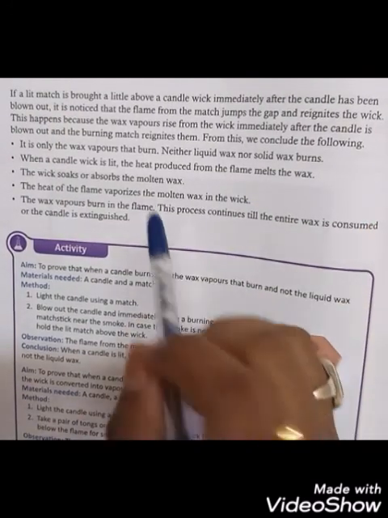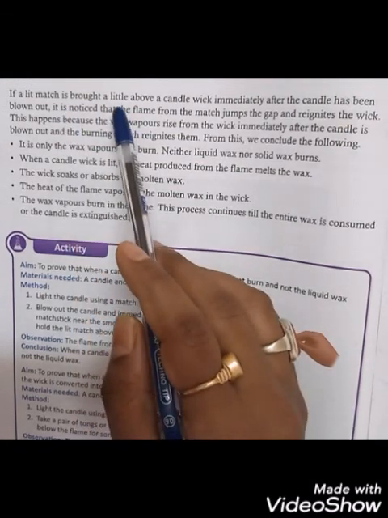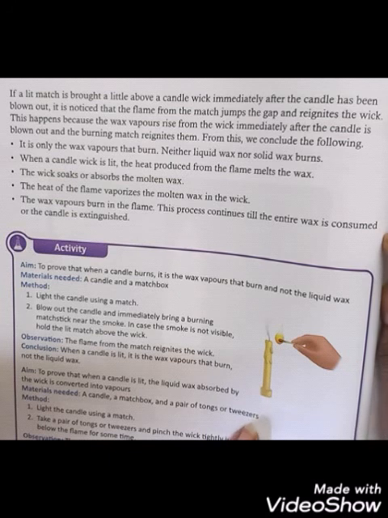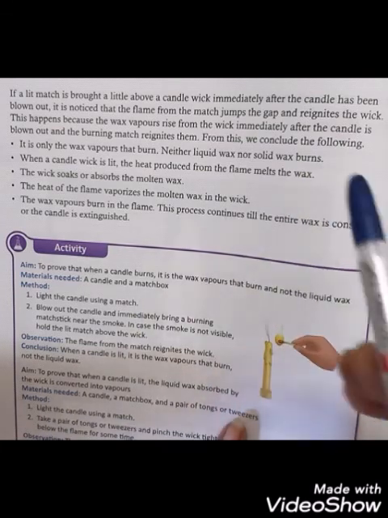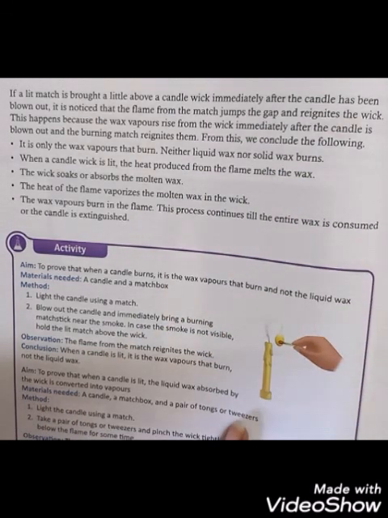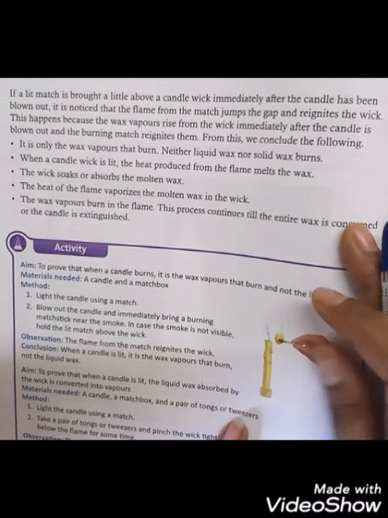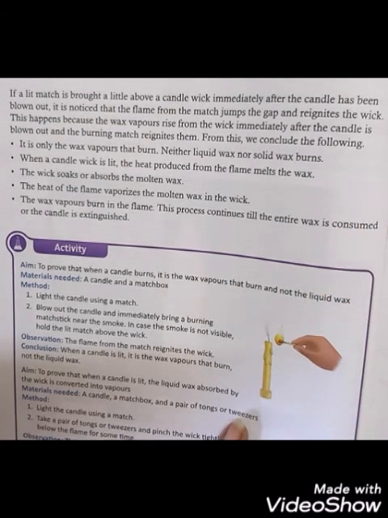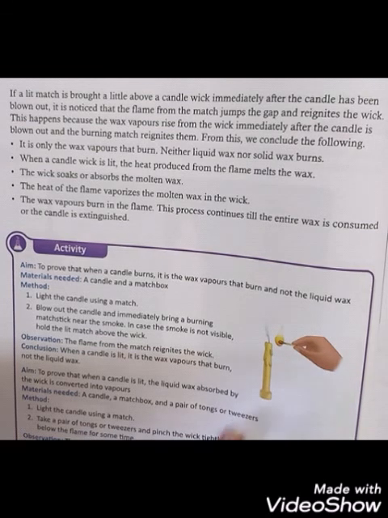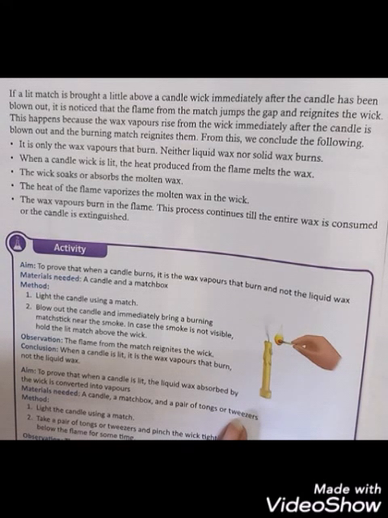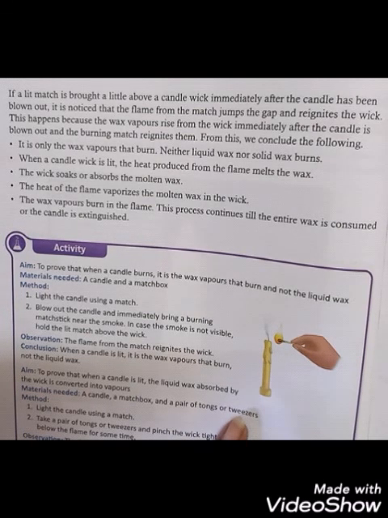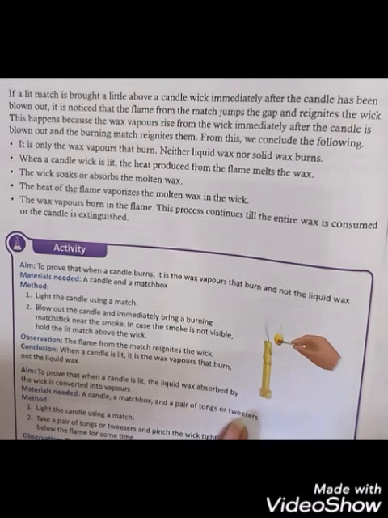Now if you can do this activity: immediately after the candle is blown out, bring a lit match in front of the wick, a little above the candle wick. You can see the flame from the match jumps the gap and reignites the wick. Once again the wick will start to burn.